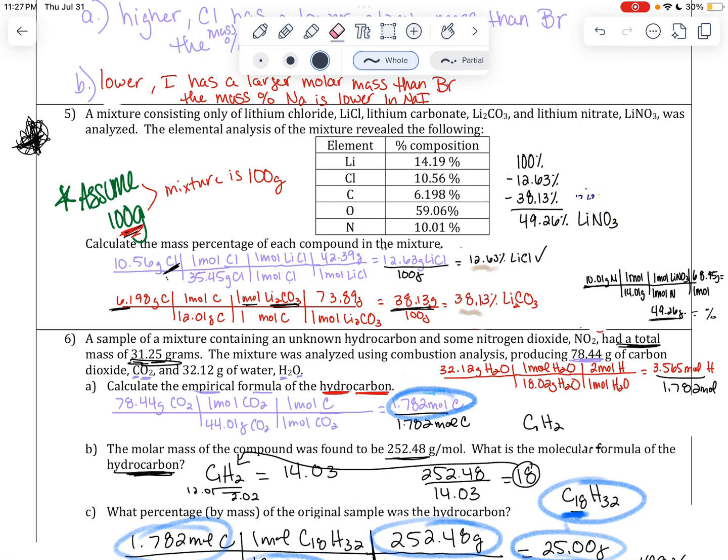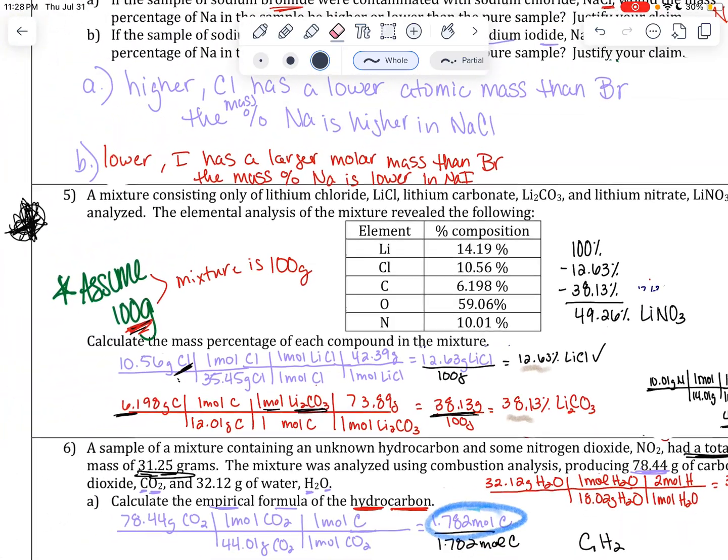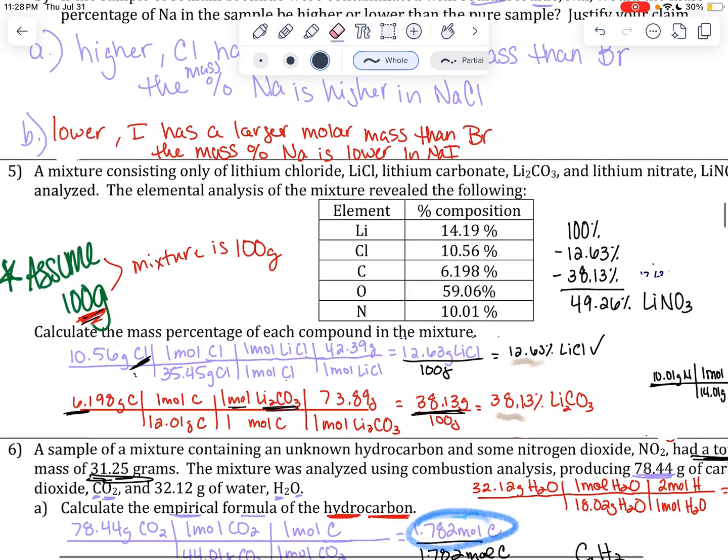Okay, so number 5: a mixture consisting only of lithium chloride, lithium carbonate, and lithium nitrate was analyzed. The elemental analysis of the mixture revealed the following. So I have lithium at 14.19%, chlorine at 10.56, carbon at 6.19, oxygen, and then nitrogen. The first part says calculate the mass percent of each compound in the mixture.